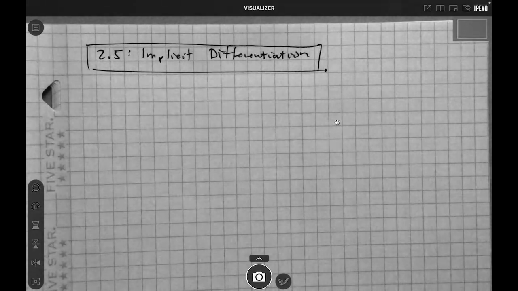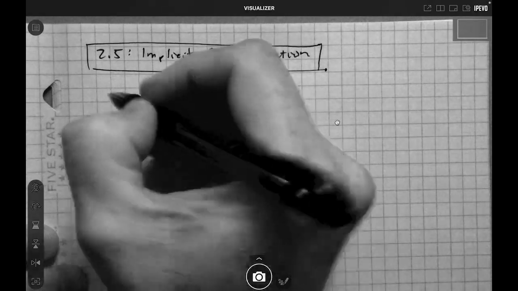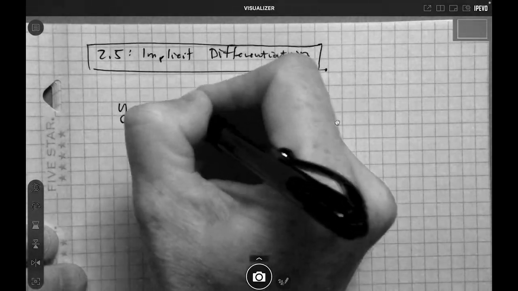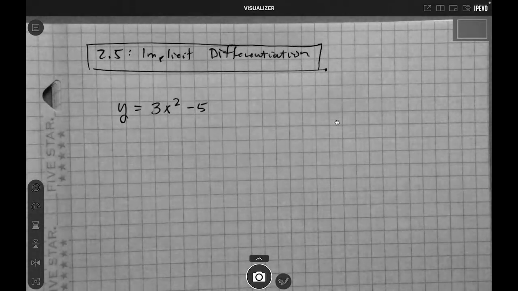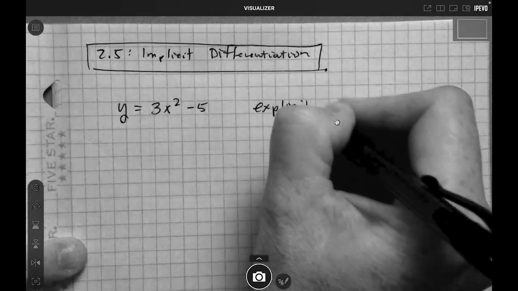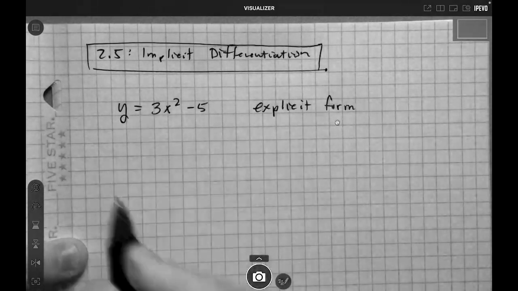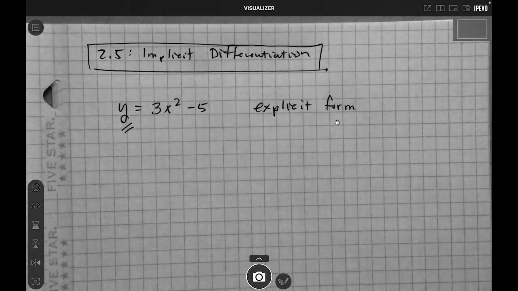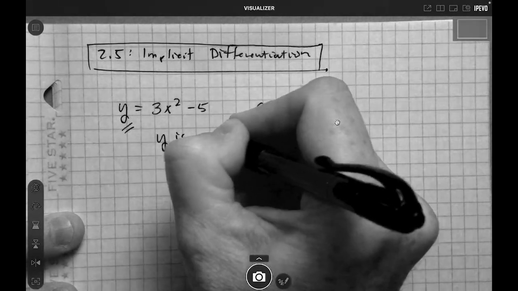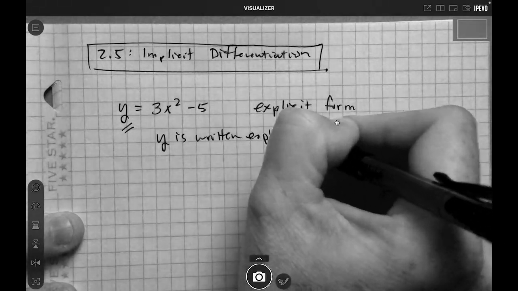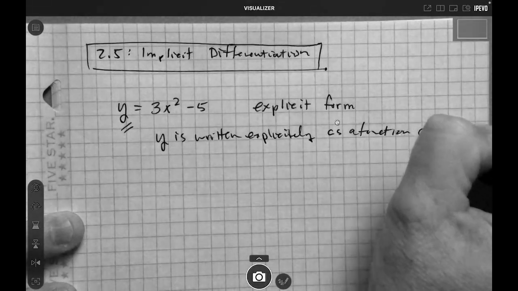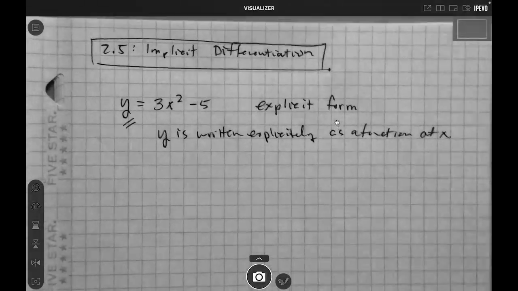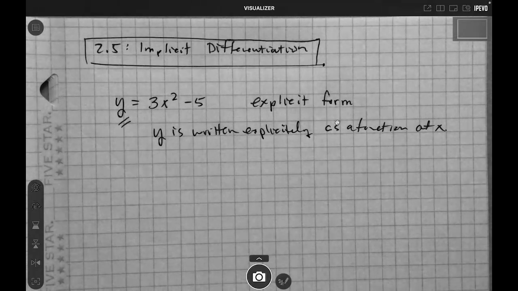So up to this point, we've differentiated functions that have all been in explicit form. So for example, y equals 3x squared minus 5, right? This is an example of a function that's in explicit form. So what do we mean by explicit form? What we mean is that the variable y here is written explicitly as a function of x. So y is written explicitly as a function of x. All right, and this is what we're used to, right? So normally when we talk about functions, they are in explicit form. Typically, that's what we're used to.